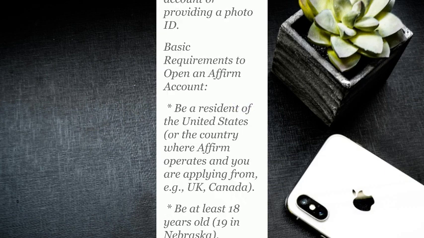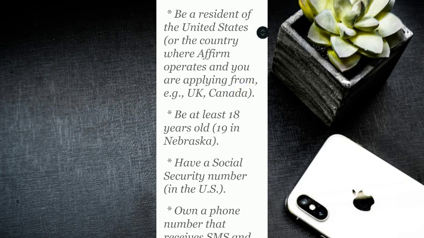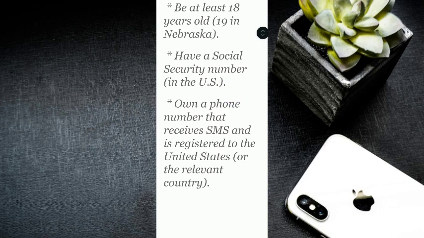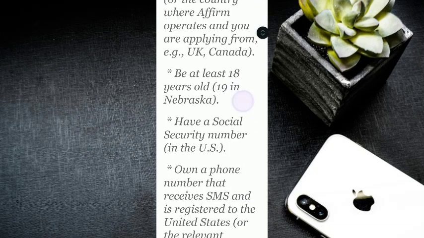Now the basic requirements, like I said earlier, is that you must provide a social security number, which means you have to be a resident of the United States, or you can also apply from the UK or Canada. You must be at least 18 years old, or 19 if you're from Nebraska. You must have a social security number, especially if you're in the US. Also, you must have a phone that receives SMS and is registered to the United States or the relevant country you're applying from.